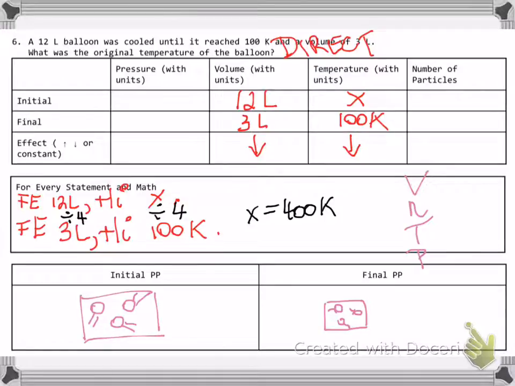And then the last thing we need to address is the pressure. The pressure stayed the same, so that means we're going to have 1 particle bouncing off in this picture and 1 particle bouncing off in the final picture.